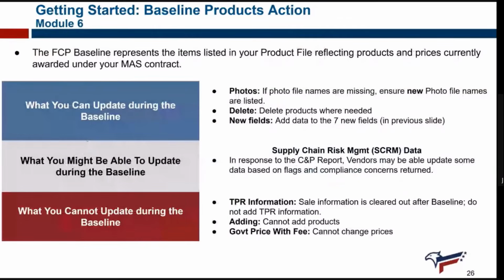All right. The baseline product action establishes, again, that starting point for your catalog in FCP. The product file you submit in this step will and should accurately reflect the products and prices currently awarded under your mass contract. So what can you update during the baseline process?